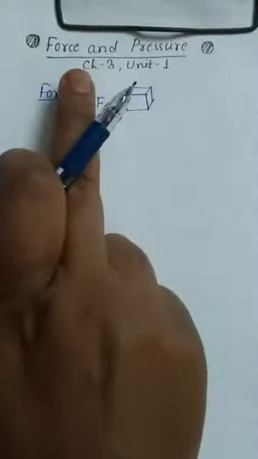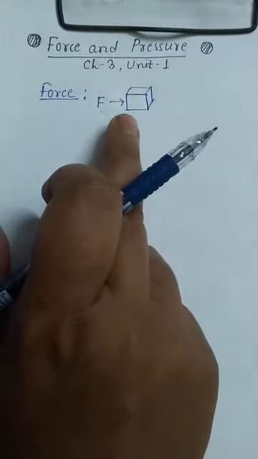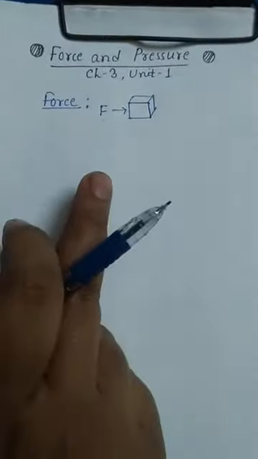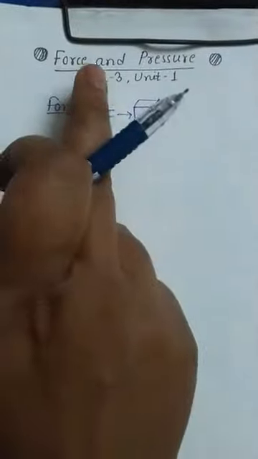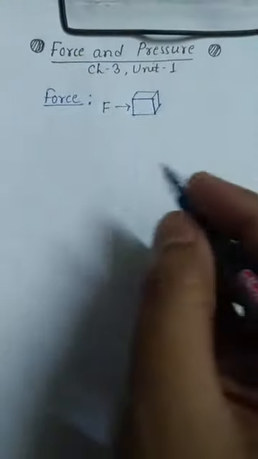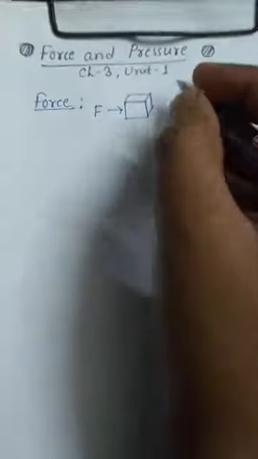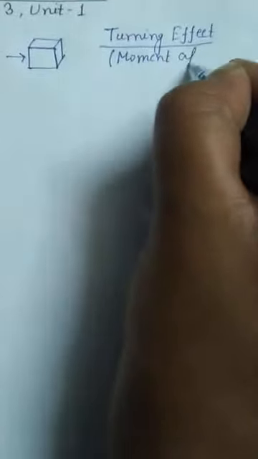In this whole chapter we shall deal with various consequences of force. The first thing in your book is the turning effect of force. The turning effect of force is basically known as the moment of force. There is another name for the turning effect of force, and this is more popular: moment of force.